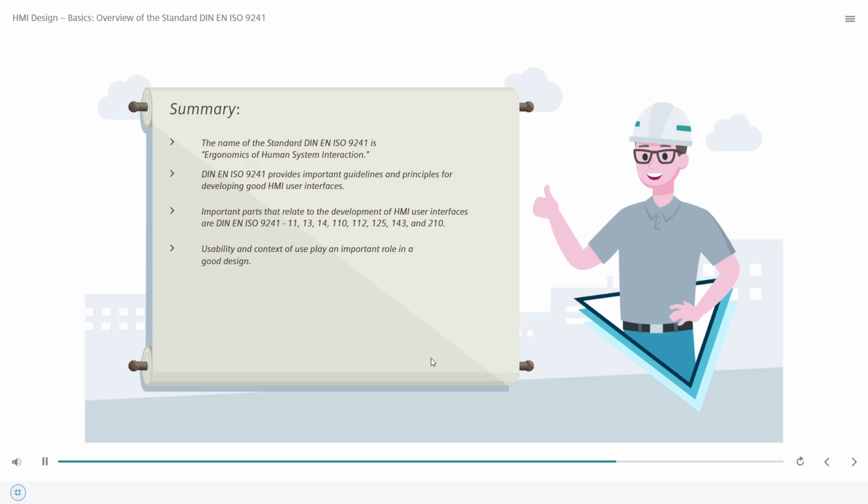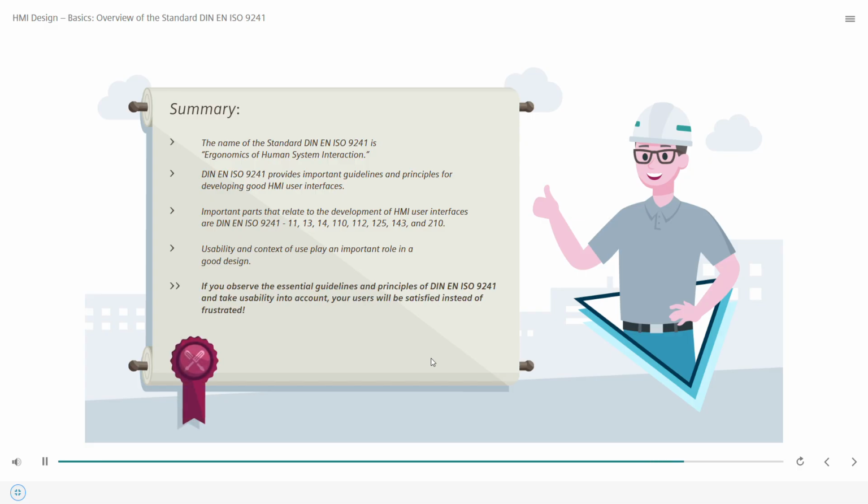In conclusion, please note, if you observe the essential guidelines and principles of DIN EN ISO 9241 and take usability into account, your users will be satisfied instead of frustrated.